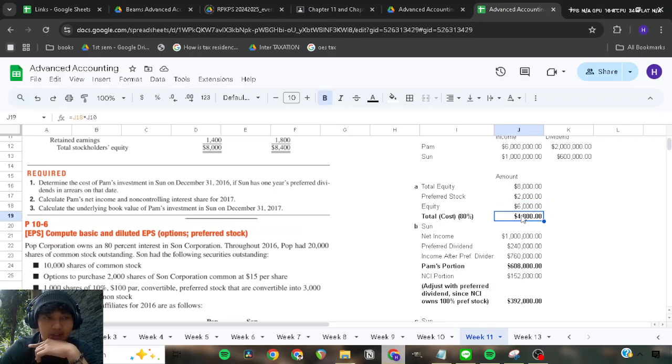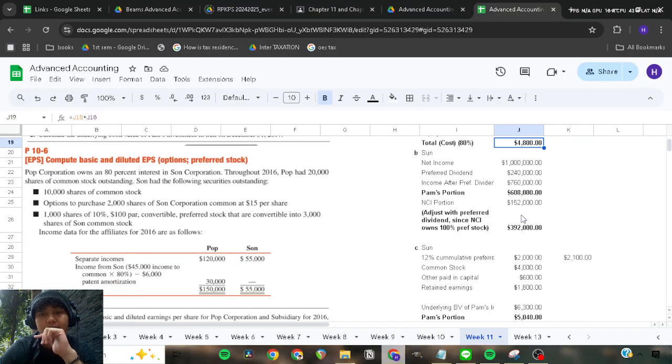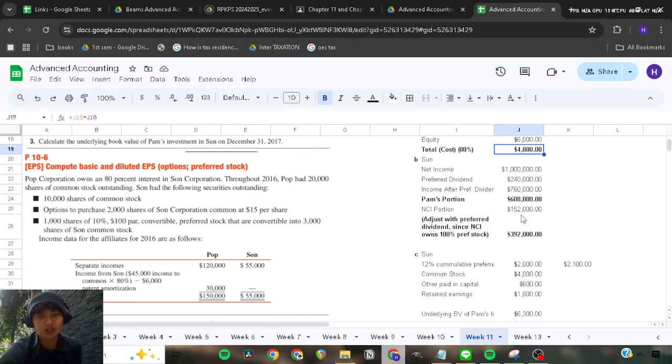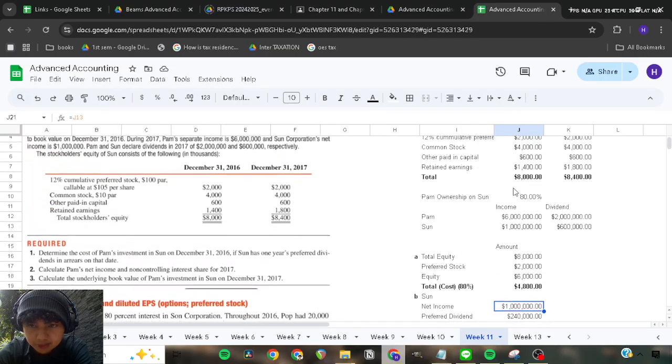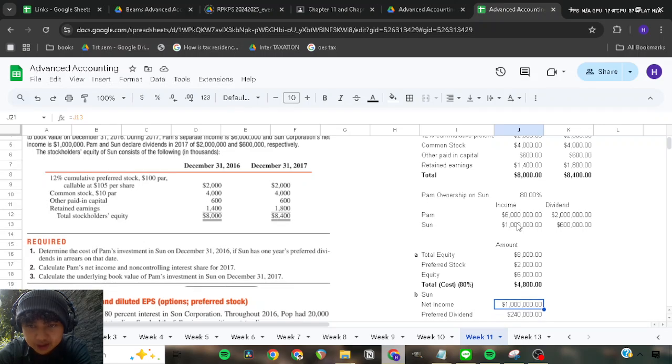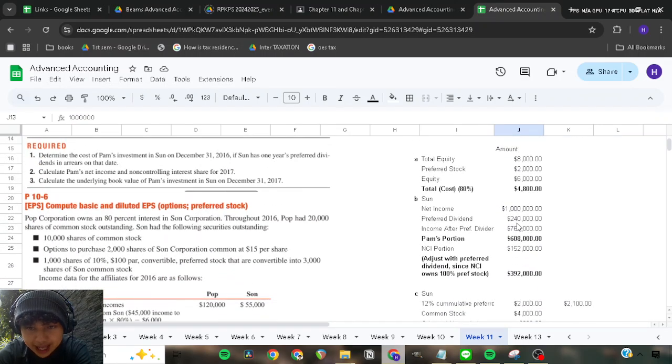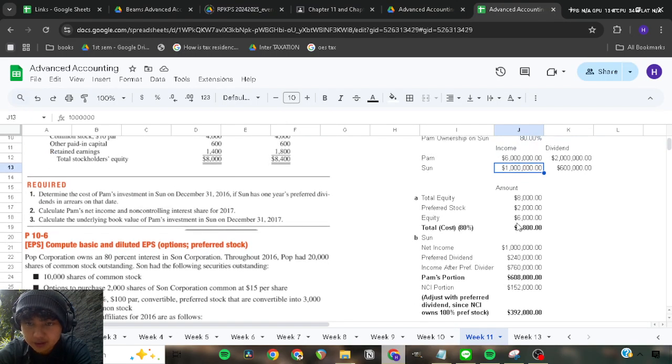The second number, we need to calculate the parent's net income and NCI. The calculations are similar to how we usually calculate net income and NCI, but there's a little bit of difference because we have the preferred dividends, preferred stocks, right? The preferred people. And so I have here my net income of 1 million, which I took from the information provided in the question. And then I subtracted the preferred dividend.